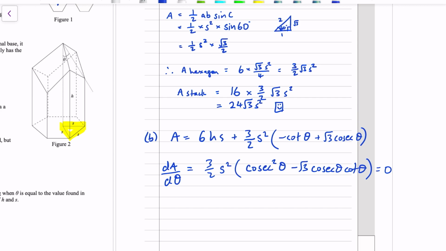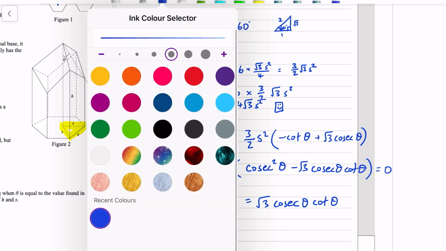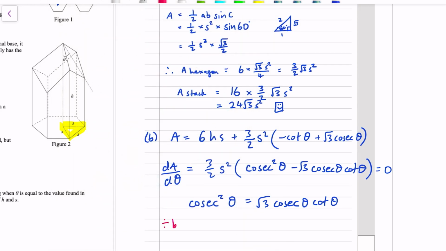Solving this equal to 0 is equivalent to solving cosec squared theta equals root 3 cosec theta cotan theta. We can divide both sides by cosec theta here. I'm just going to make a note of that in a different color. If I divide both sides by cosec theta, it's all good to do that because cosec theta does not equal 0. Remember that cosec theta is 1 over sine of theta, and that fraction can never equal 0. It's got a 1 in the numerator. So dividing both sides by cosec theta will cancel off one on the left-hand side and that one on the right-hand side.